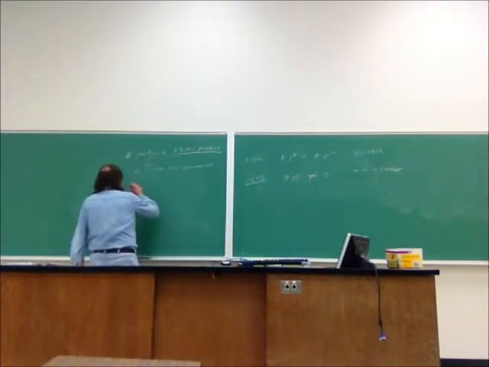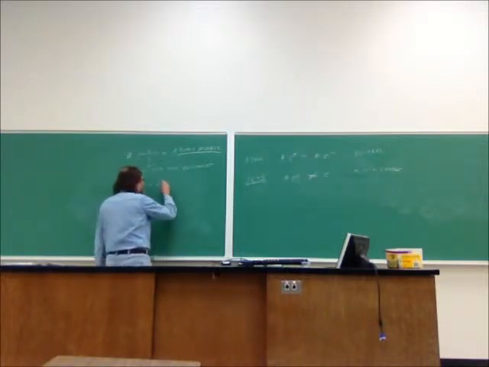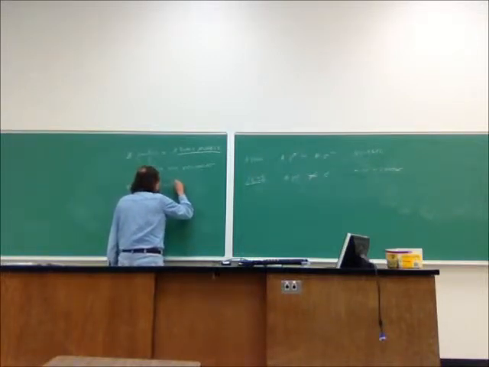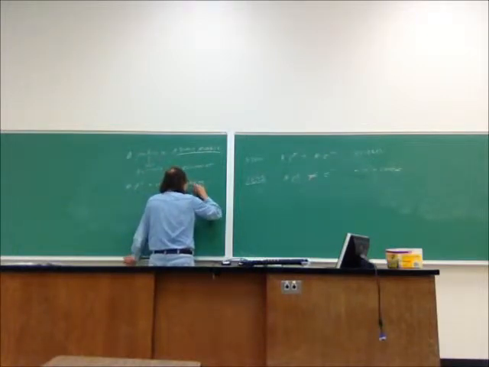Now, if you add up the number of protons and the number of neutrons in the nucleus, we call that the atomic weight.